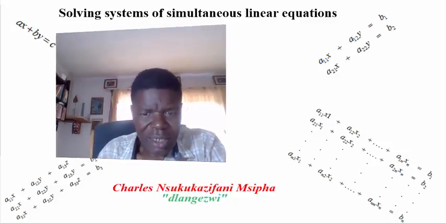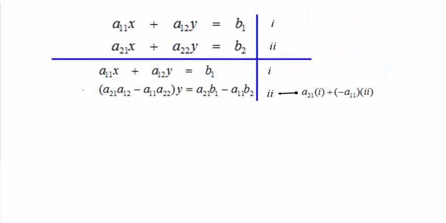So let's start this way. In general, we can be given a system of two equations. In this way, it's a11x plus a12y equals b1, which is the first equation, and a21x plus a22y equals b2, the second equation. So we can first number the equations like that, equation 1, equation 2.